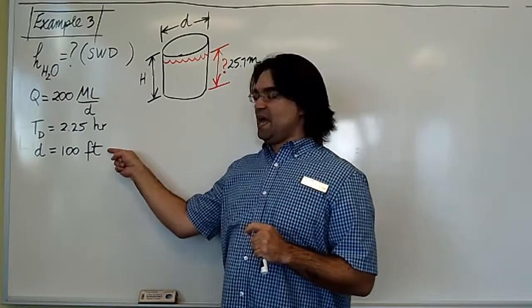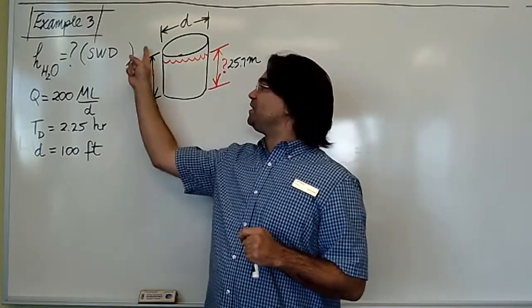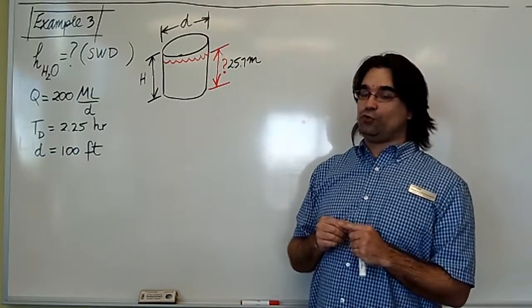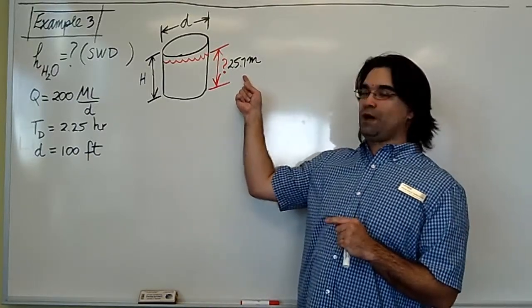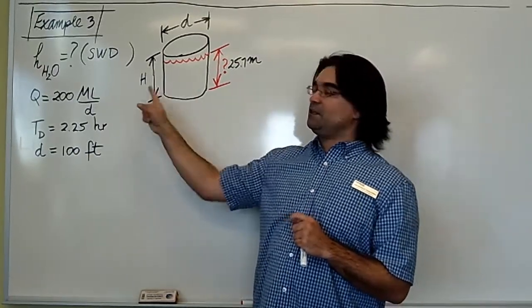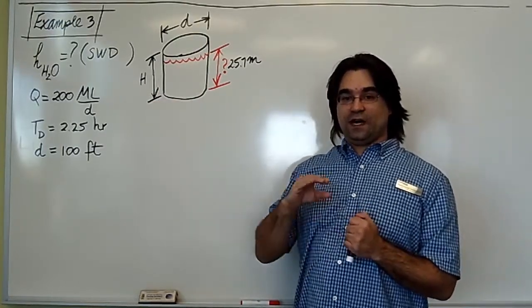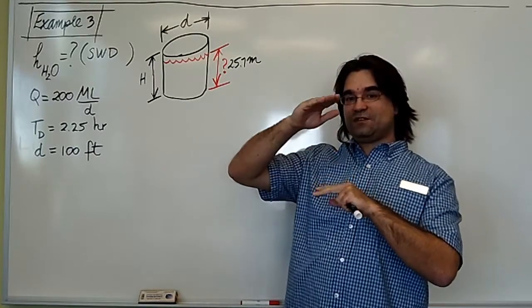Fine, you have the diameter, but you don't have what the height is of the tank. And that's because what you calculated from example 2 was the height of water, not the height of the tank. Don't forget, the height of the tank is equal to the height of water plus the freeboard.